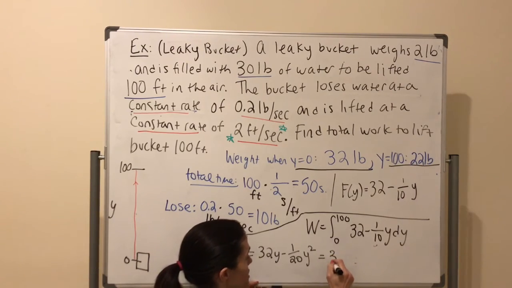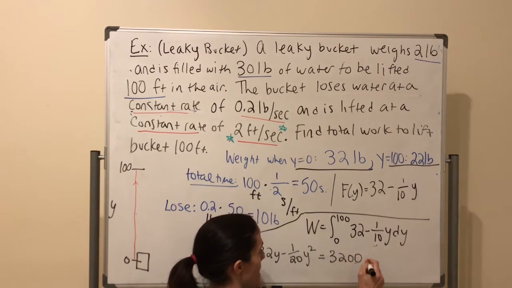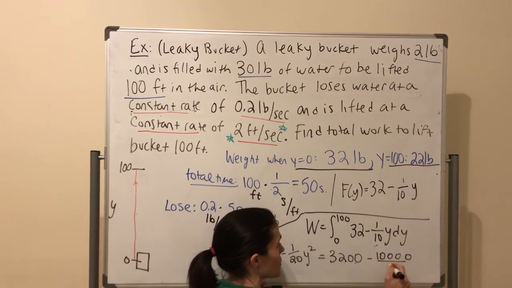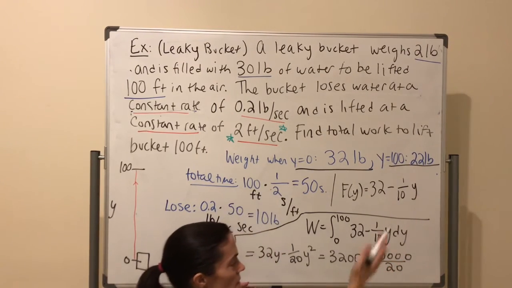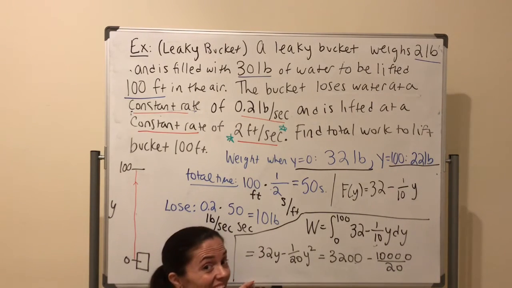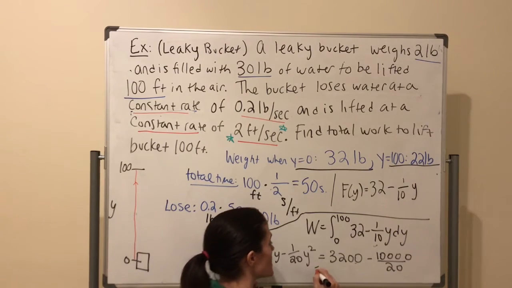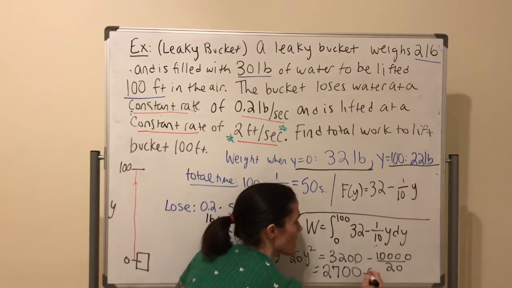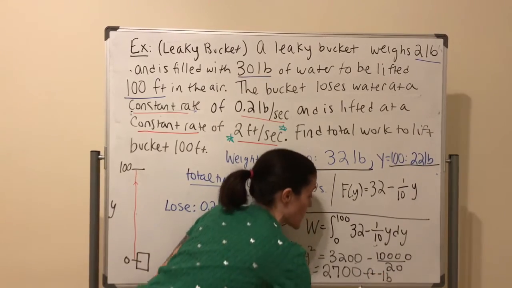This gives us 3200 minus, this is going to be 1 like this, and 1 more over 20. That gives us 3200 minus 500, which is 2700, and this is foot-pounds. I'm sorry, I am out of space.